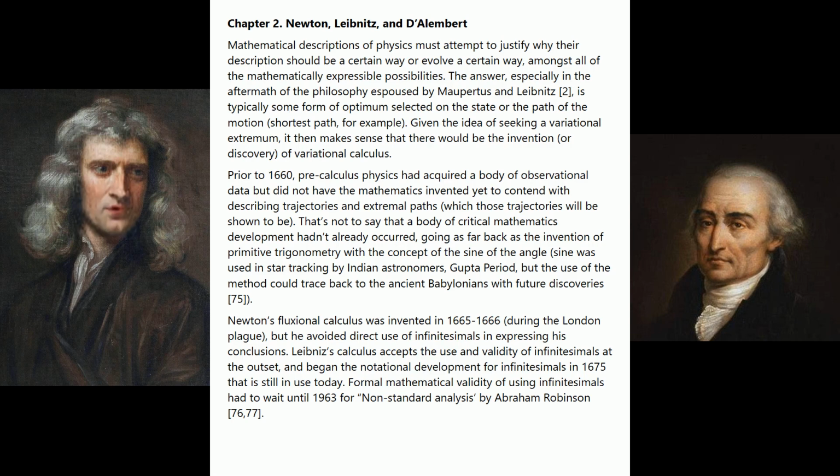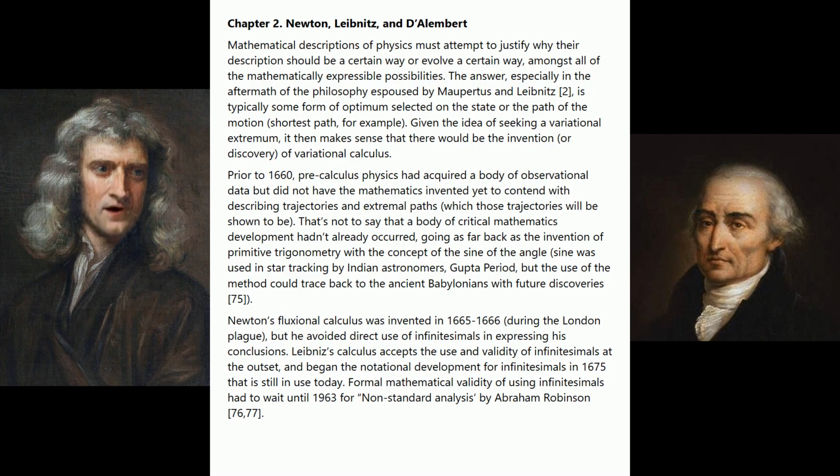Chapter 2. Newton, Leibniz, and D'Alembert. Mathematical descriptions of physics must attempt to justify why their description should be a certain way or evolve a certain way, amongst all of the mathematically expressible possibilities. The answer, especially in the aftermath of the philosophy espoused by Maupertuis and Leibniz, is typically some form of optimum selected on the state or the path of the motion, shortest path, for example.